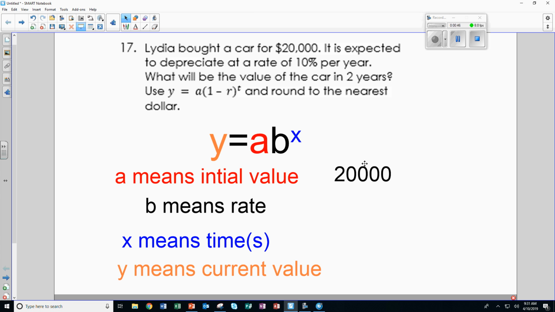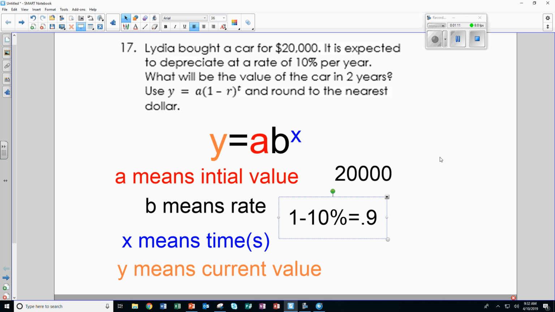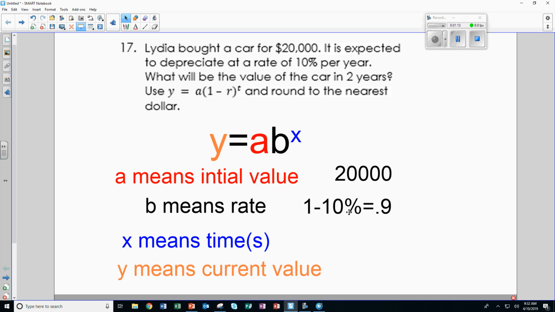They told us the rate of depreciation is 10% per year. And we're going to write that 10% decrease as 1 minus 10%, which is the same as just 0.9. That's a 10% increase, or 10% decrease, sorry. Then how many years are we talking about here? 2 years.